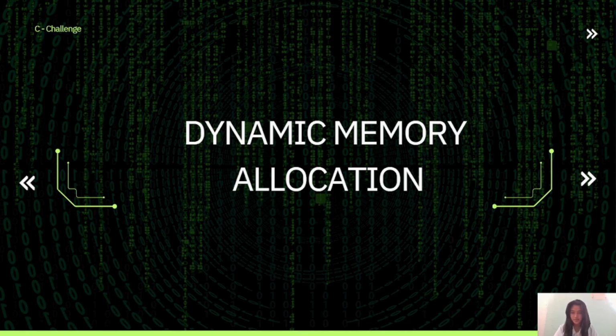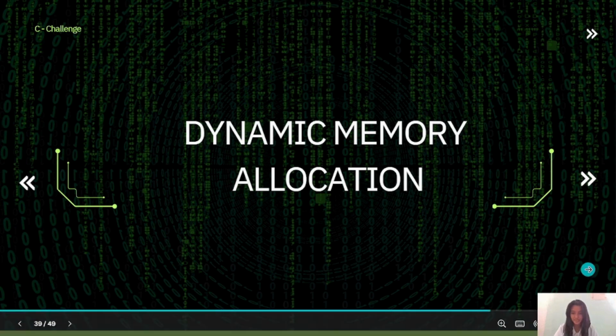We'll cover the key functions such as malloc, calloc, realloc, and free, along with practical examples and best practices to avoid common pitfalls like memory leaks. Whether you're building complex data structures like linked lists or optimizing resource usage in a large application, understanding dynamic memory allocation is a skill every C programmer must master.